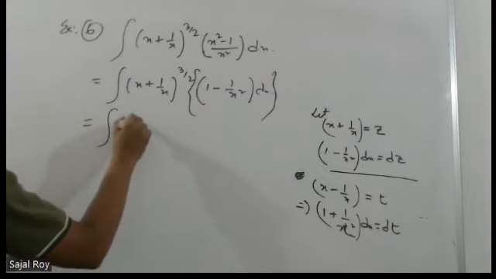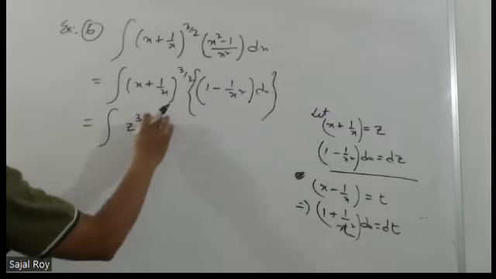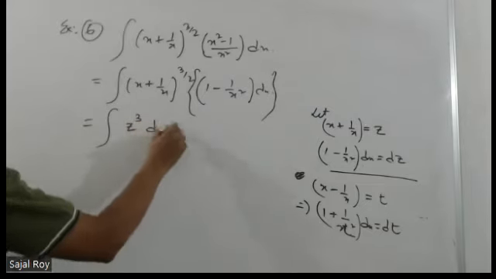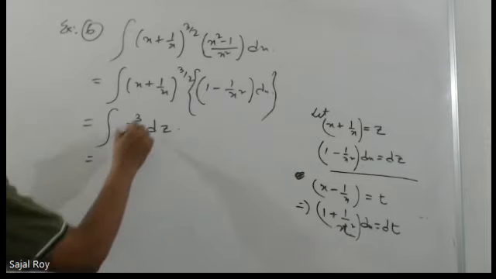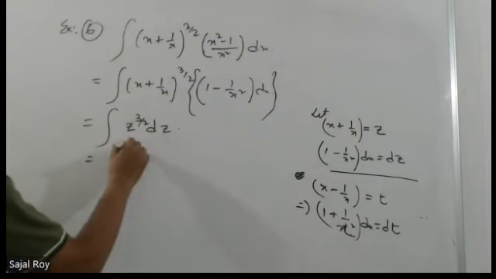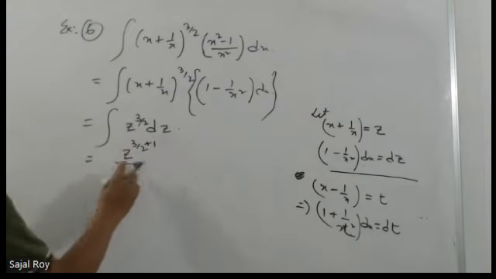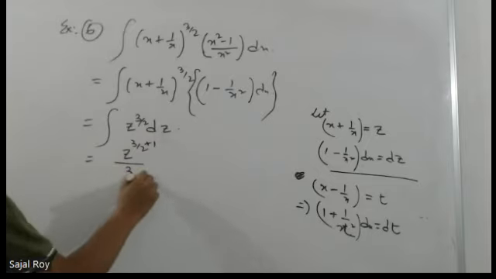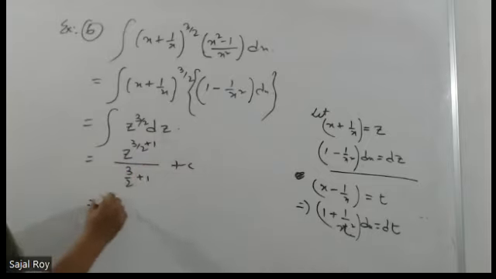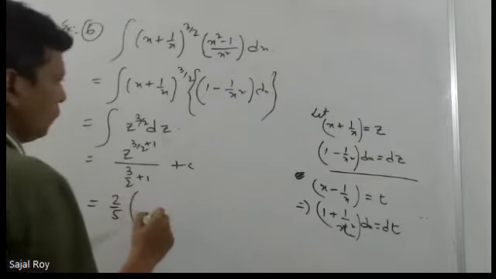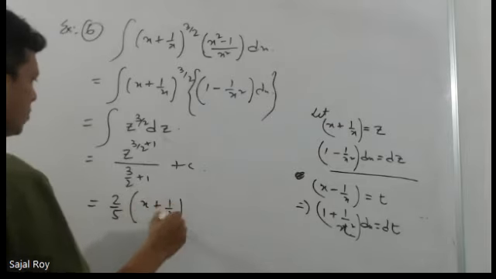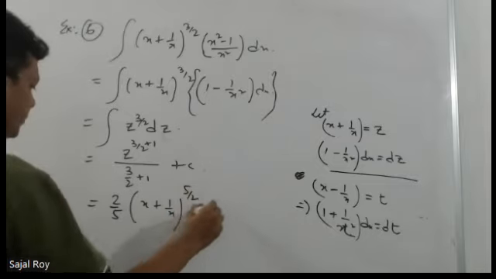So it is z cubed dz, and that is equal to z to the power 4 over 4. Oh, sorry, 3 by 2. It is 3 by 2. So it is z to the power 3 by 2 plus 1 over 3 by 2 plus 1 plus c. Now it's 2 by 5. Your z is x plus 1 by x, whole to the power 5 by 2, plus c.